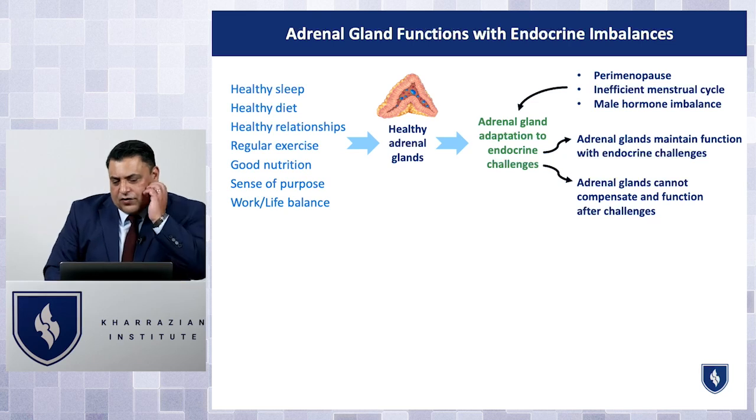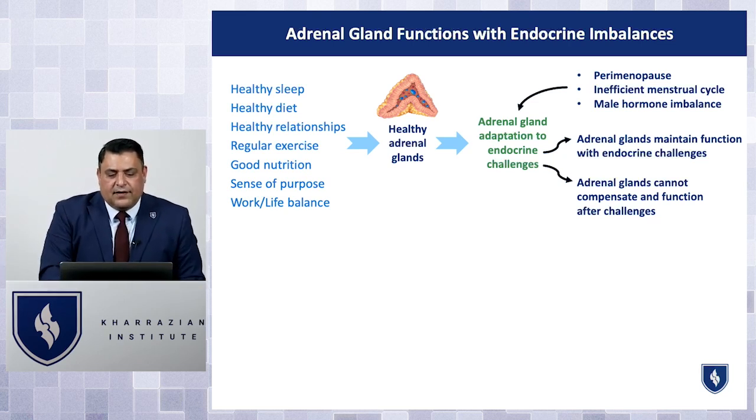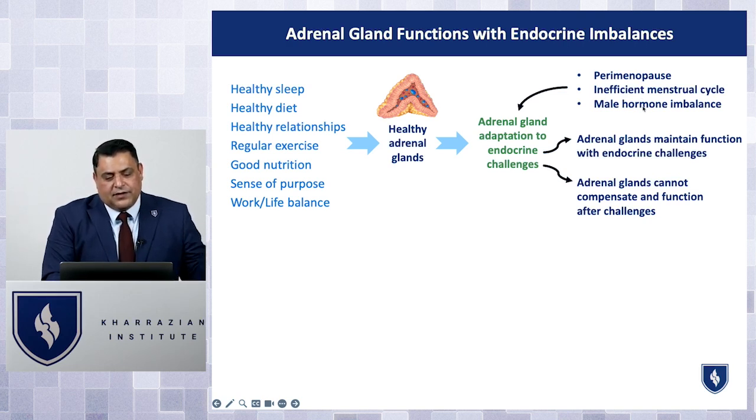Now here you see a chart of the interaction of adrenal gland function with endocrine imbalances. In this scenario, everything's ideal: healthy sleep, healthy diet, healthy relationships, regular exercise, good nutrition, sense of purpose in life, work-life balance, healthy adrenal glands. Adrenal gland adaptation to endocrine challenges takes place. Whether they go into perimenopause or have inefficient menstrual cycles or male hormone imbalances, adrenal glands take up the slack and maintain function with endocrine challenges. So they're ready to do what they need to do, and they're ready to go.